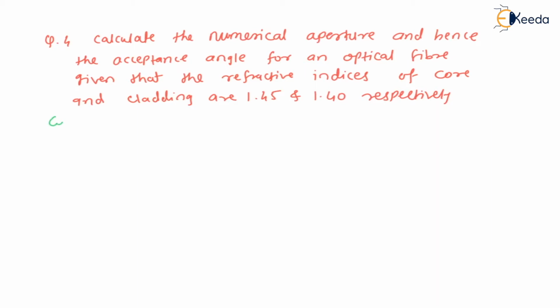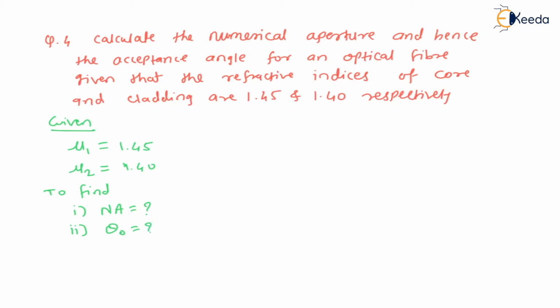So here we'll write the given data. This will be the refractive index of core medium. It is denoted by mu1. So it will be 1.45, and then for the second, that is the refractive index of cladding, that is mu2, it is 1.40. And then again we have to find out, first of all, the numerical aperture. So NA will be equal to question mark. And second, we have to find out the acceptance angle, that is theta naught.